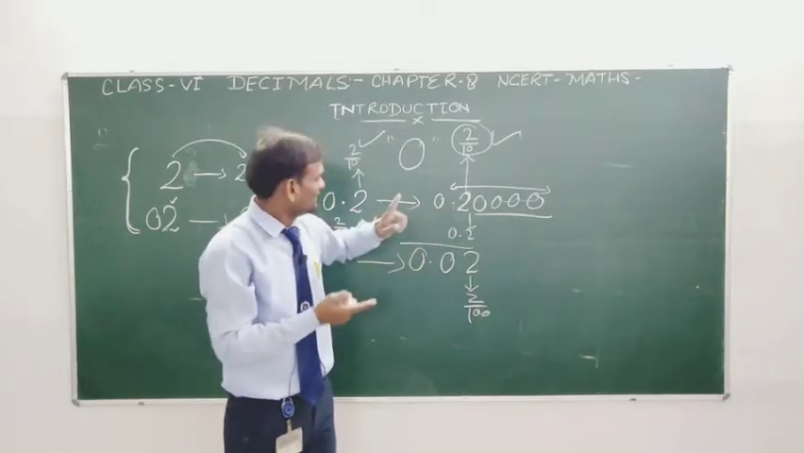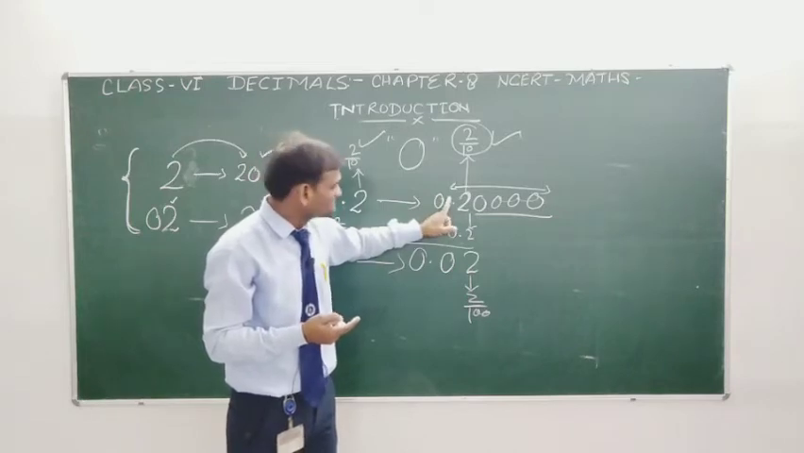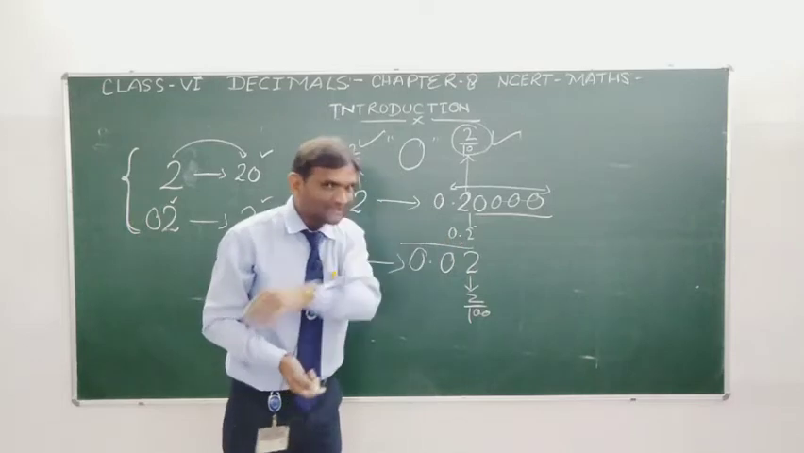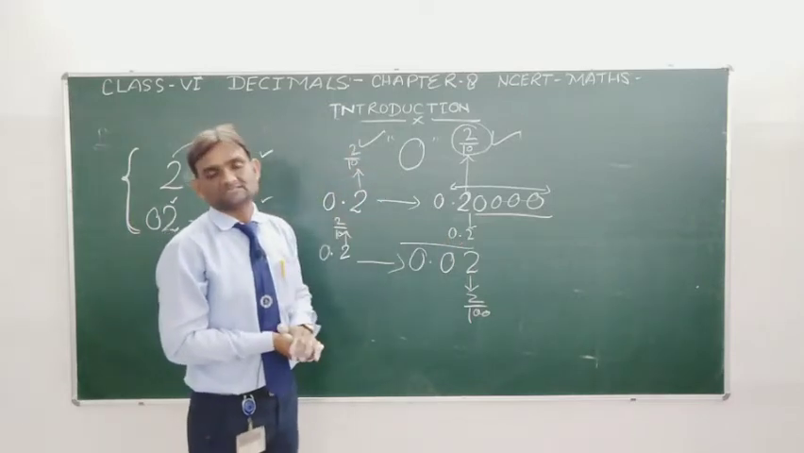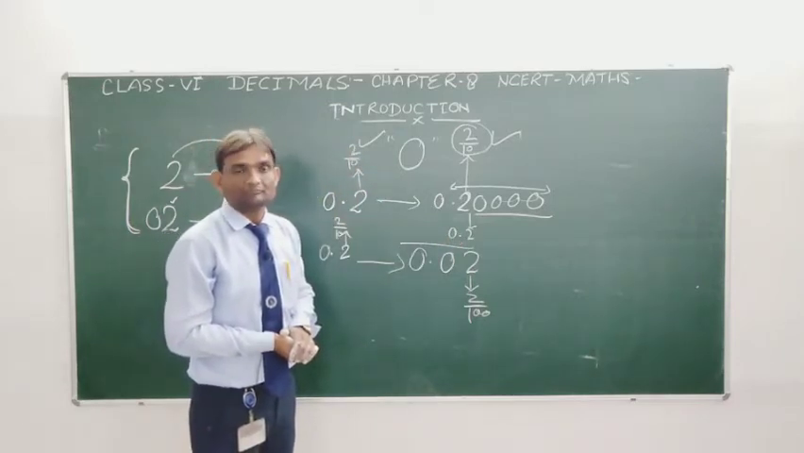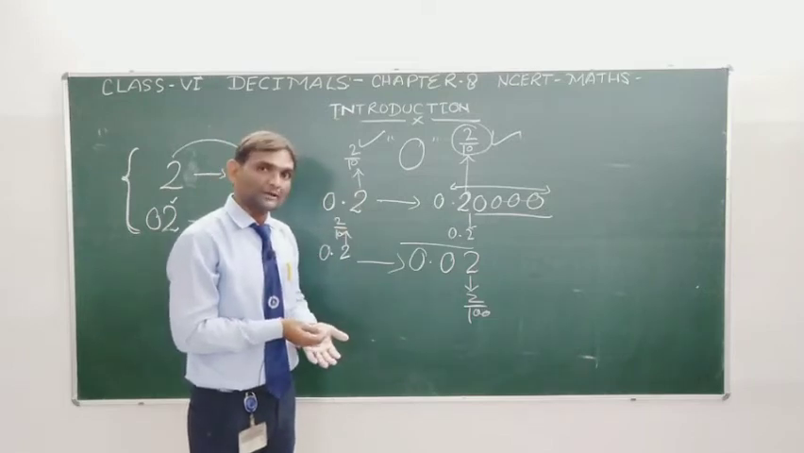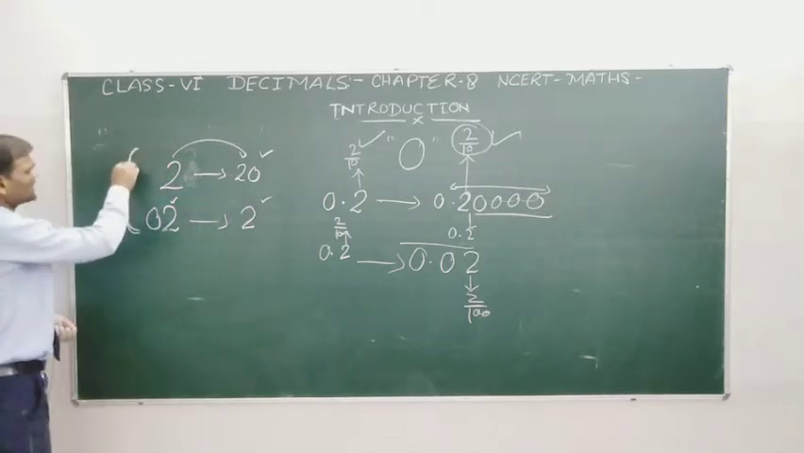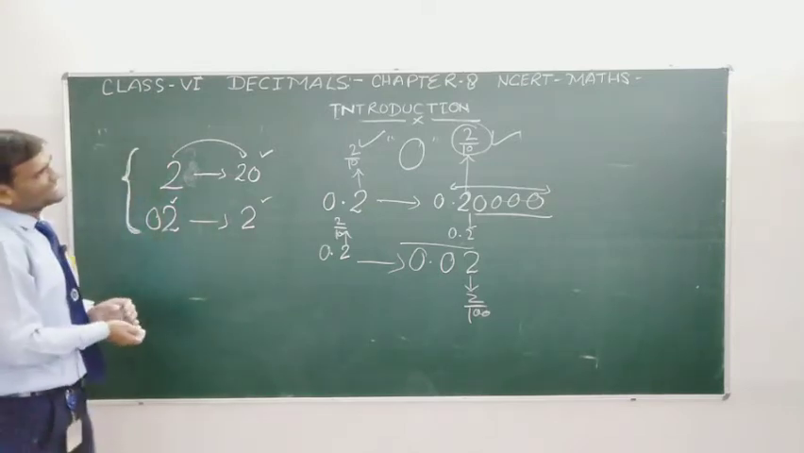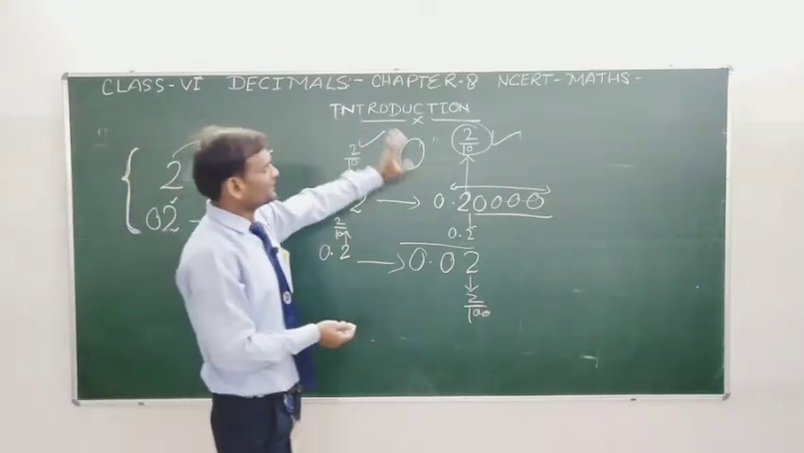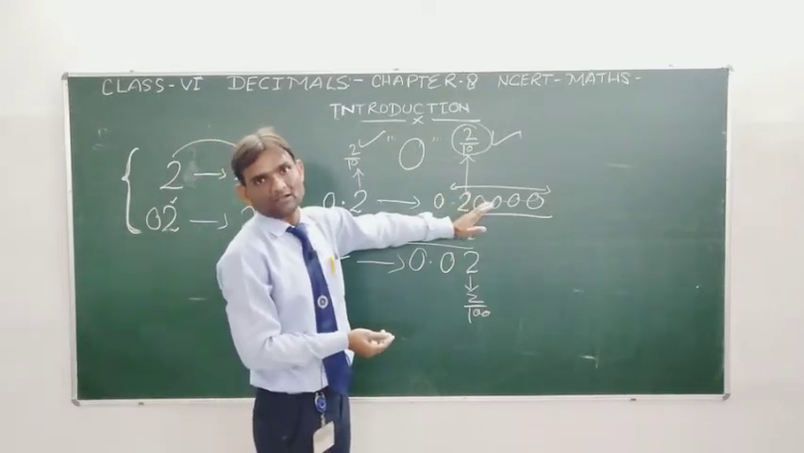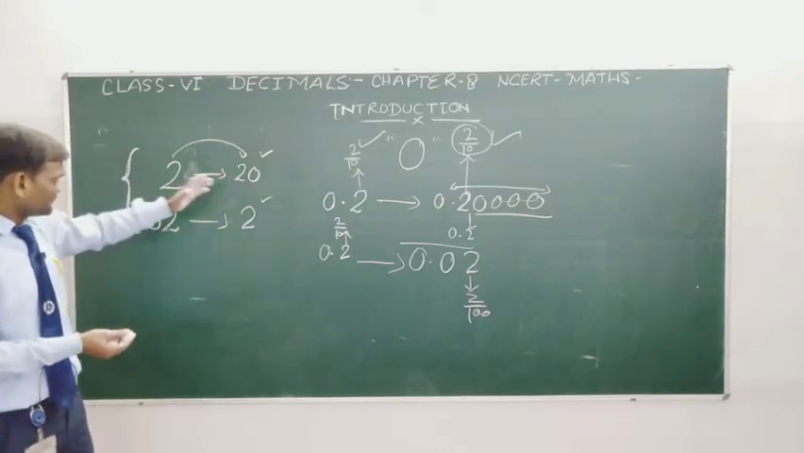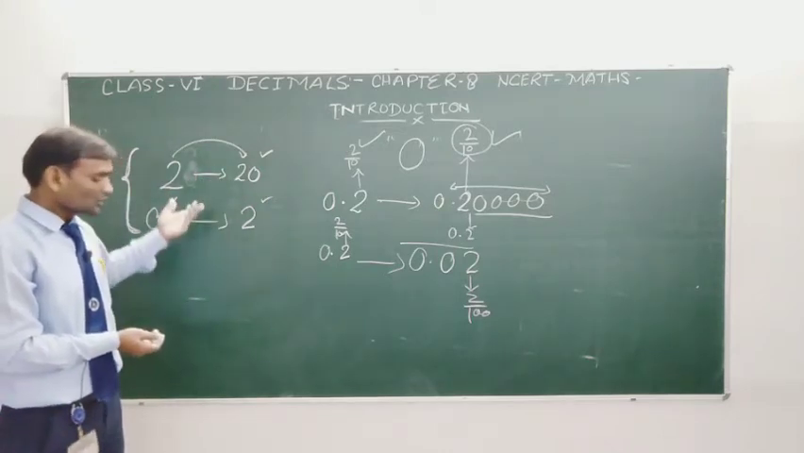This is the meaning. Between the decimal point and the tenths place, if we write the zero, the value will be changed. Value change होता है. So student, I hope that your concept is clear about the zero when we add it after the fractional part, before the fractional part, after the whole number part, and before the whole number part.